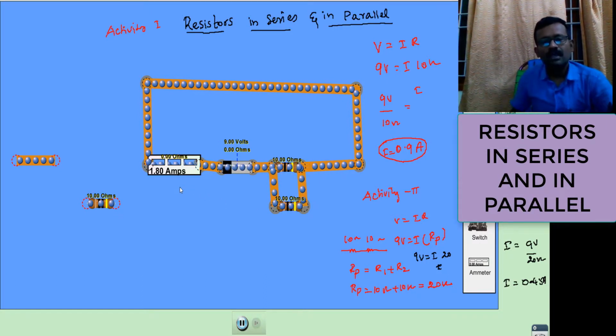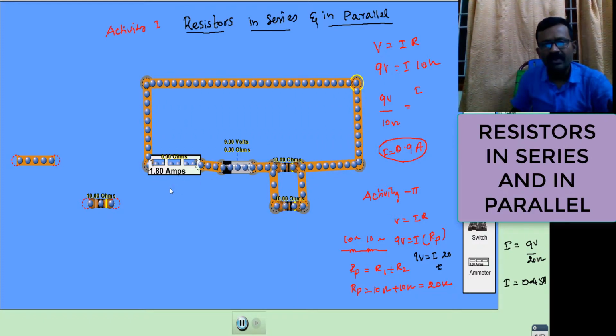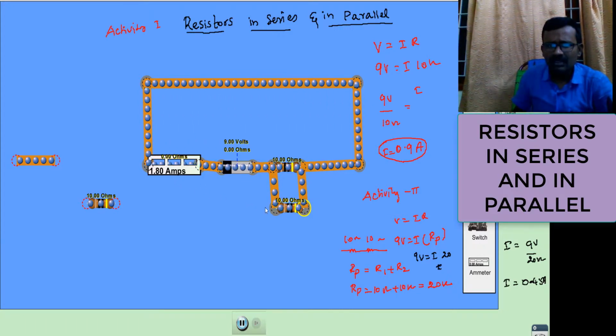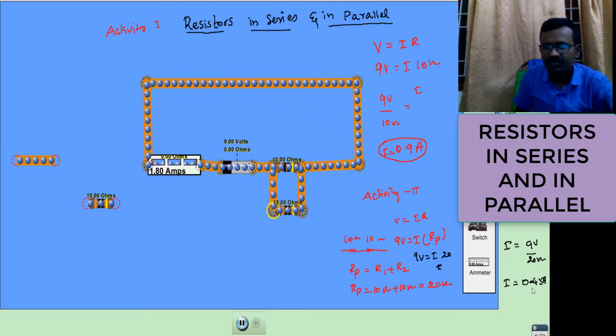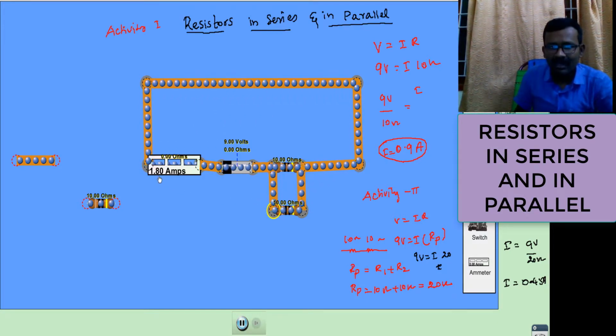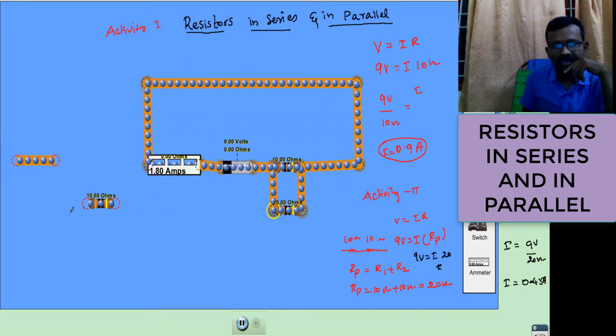See, the value of current increased from 0.45 to 1.8 ampere. When two resistors are in series, the current was only 0.45 ampere. When the two resistors are connected in parallel, the value of the current increases. This is activity number 3.